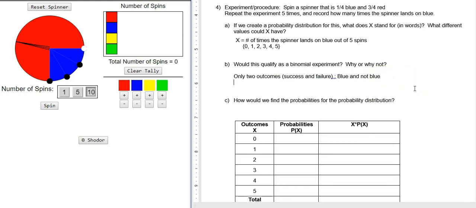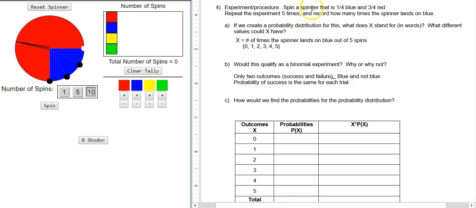Another condition is that the probability of success on each trial has to be the same. The probability of success has to be something that we can figure out, something that we would know, and it has to be the same for each trial. So the results of one trial can't affect the next trial. And we can assume that our spinner is fair, that it's not going to get tired or anything as we do more and more trials.